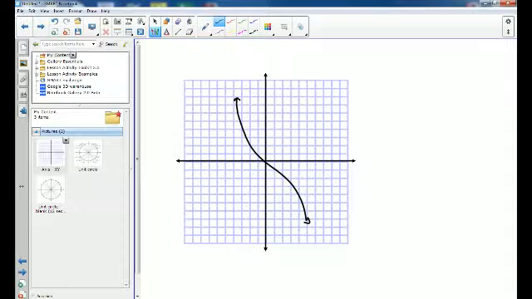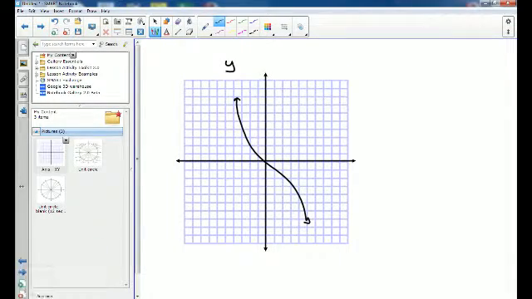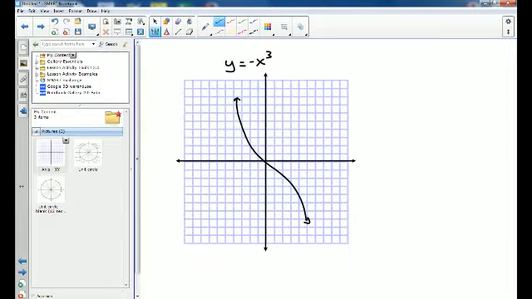Everyone, knowing your families of functions, can you tell me what that function is? It's a cubic. Negative cubic. There you go. X cubed goes this way, so I have flipped it across the x-axis.